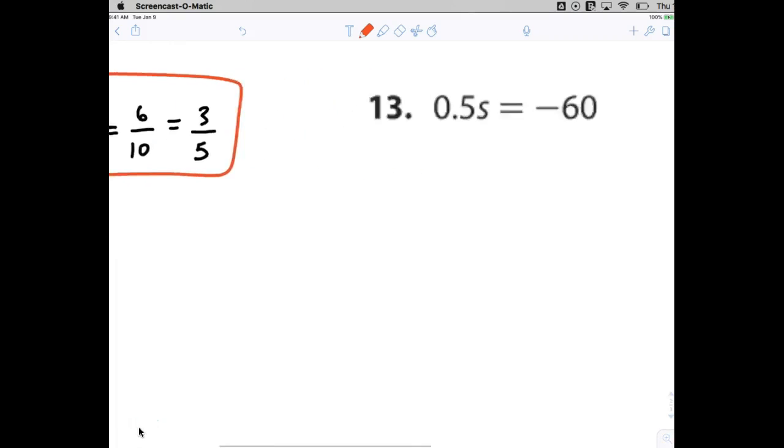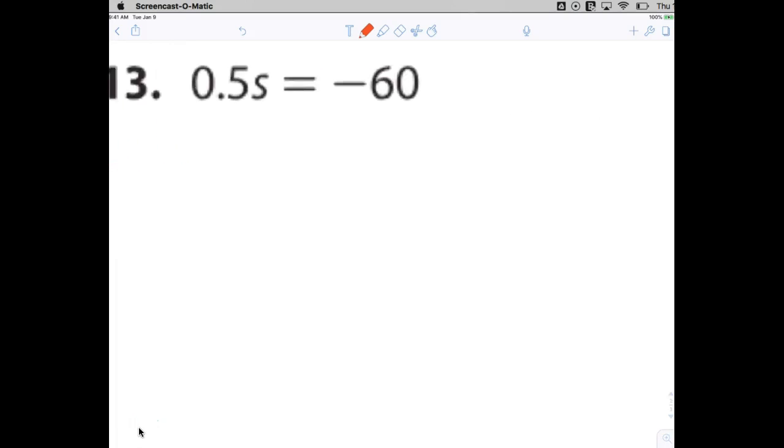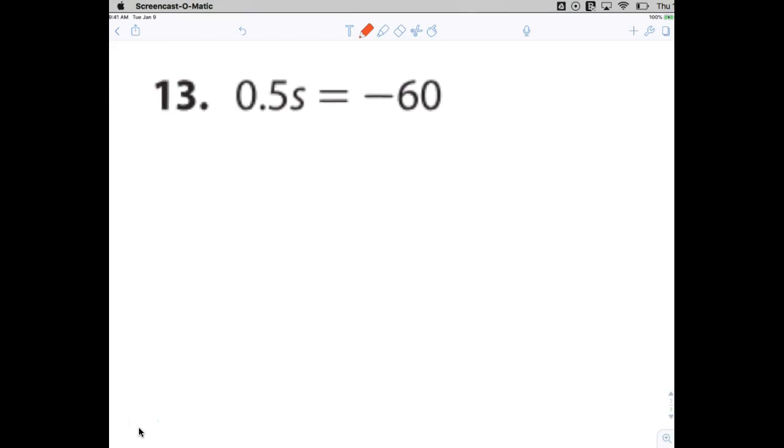All right, tell me what to do for 13. Yeah, but it's a decimal, don't forget, right? Yeah. Okay. So I'm dividing by 0.5, dividing by 0.5.